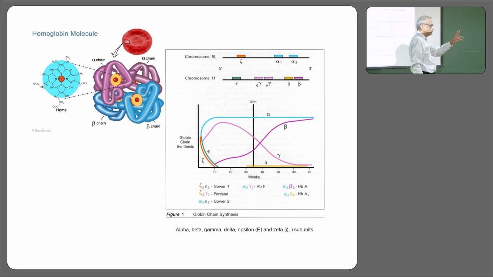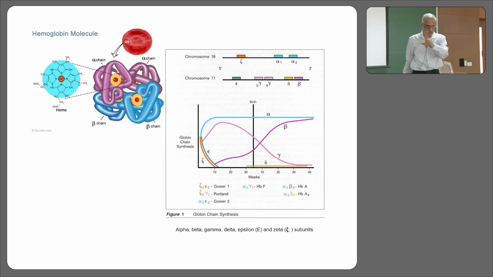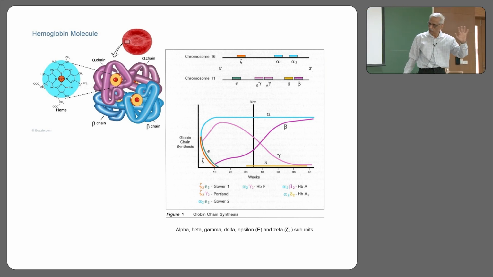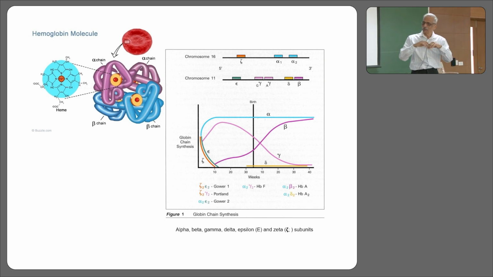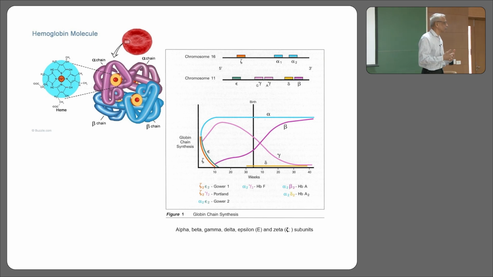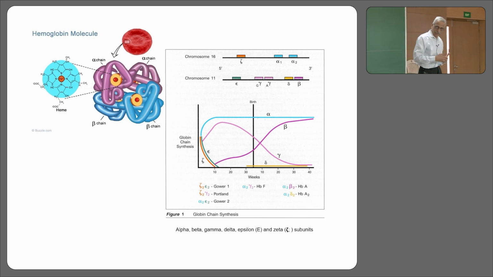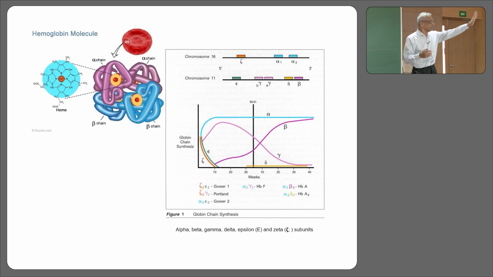Four subunits, 2 alpha, 2 beta. Are you okay? 2 alpha, 2 beta. When the baby is developing in the uterus of the mother, there are different forms of hemoglobin. As adults, what do we have? A hemoglobin molecule with 2 alpha, 2 beta. Are you with me? Four subunits. Are you okay so far?